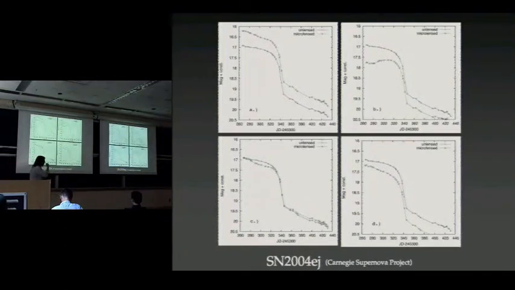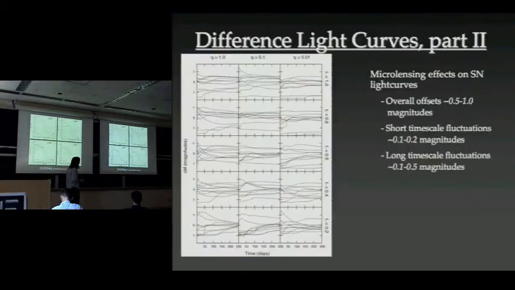Okay, so say you're putting those on top of a supernova light curve. This is CSP supernova 2004ej. I don't know if you can see the difference between the dotted and the solid, but the solid is the unmicrolensed case, and the dotted is the microlensed case. So what you get is overall offsets, additional little features, small perturbations, and changes to the decay rate. So lots of different things can happen to your supernova light curve.